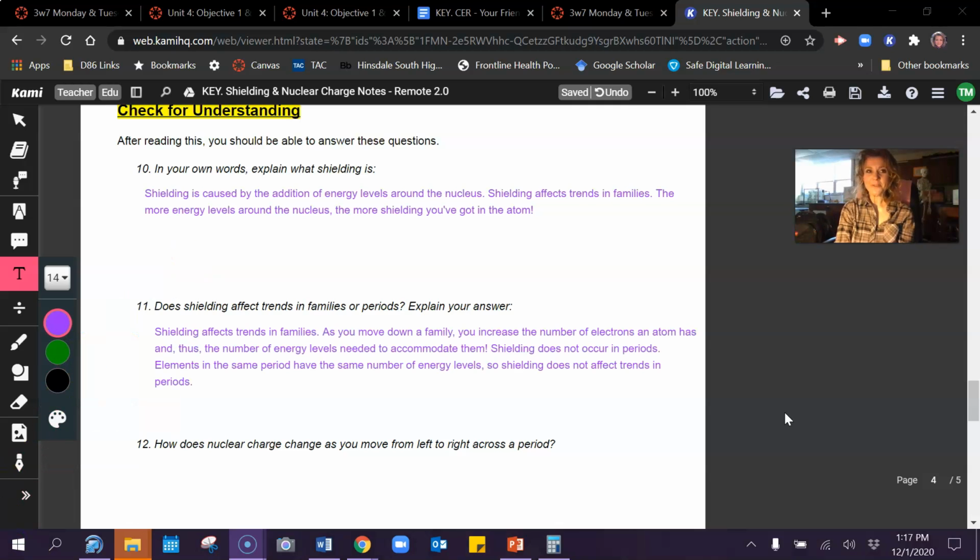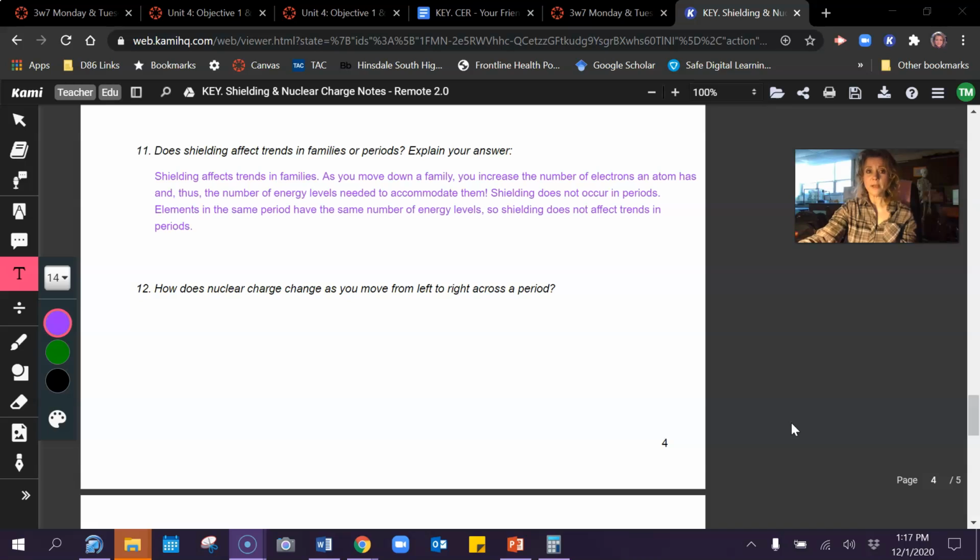All right, so here's my answer for number 11. Shielding affects trends in families because as you move down a family, you're increasing the number of protons and electrons. And as you increase the number of electrons, you need to have places to put those electrons. So the more electrons you've got, the more rings, the more energy levels you must have in order to accommodate those electrons. We don't have shielding in periods, because all of the elements in a period have the same number of energy levels. And so shielding does not occur. It does not affect the trends in elements that share a period.